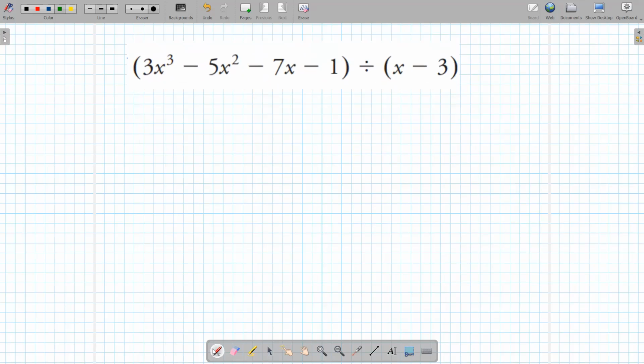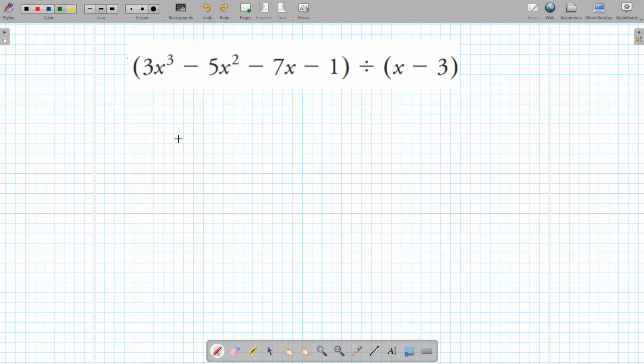What is this thing called? This 3x cubed expression. What is this called? A polynomial. That's a dividend, okay? It's a polynomial, but we're trying to break this big guy up, and that's our dividend. What is this called? The divisor, right? Whatever you're dividing by is your divisor.